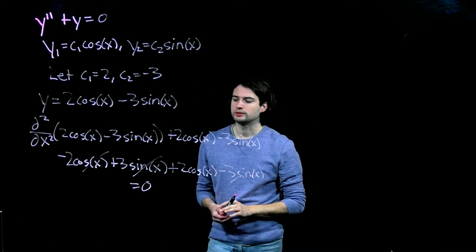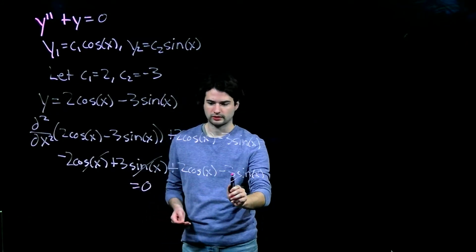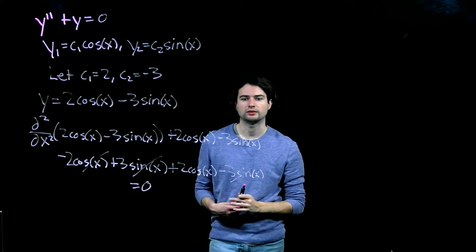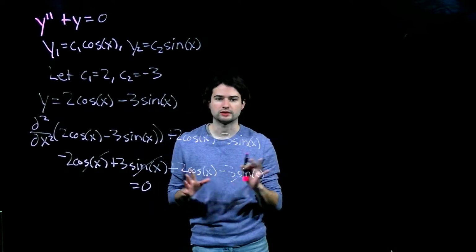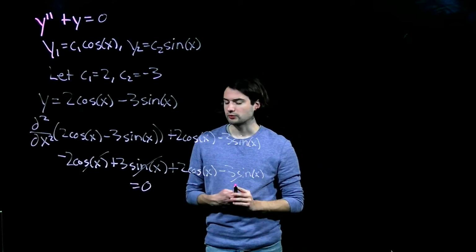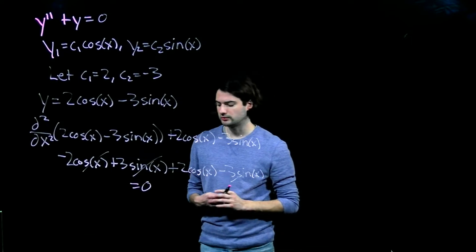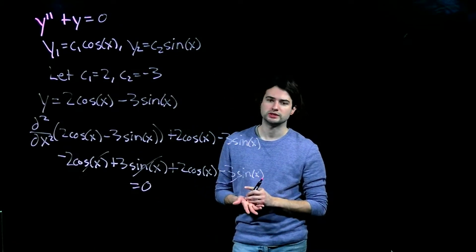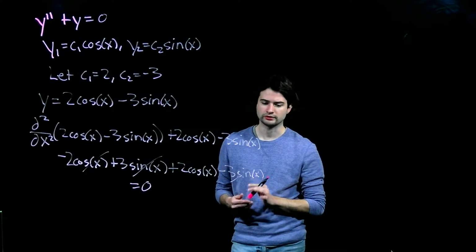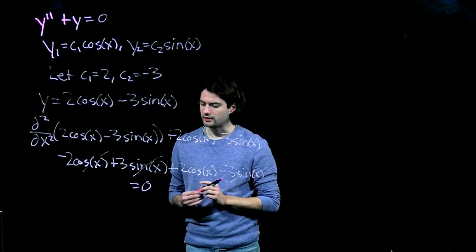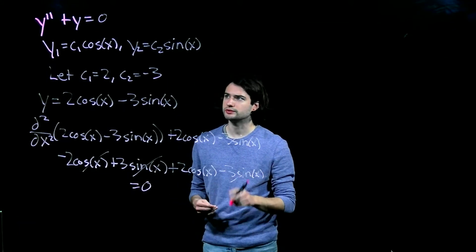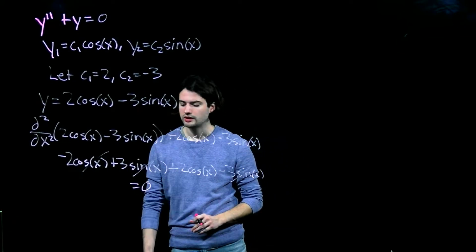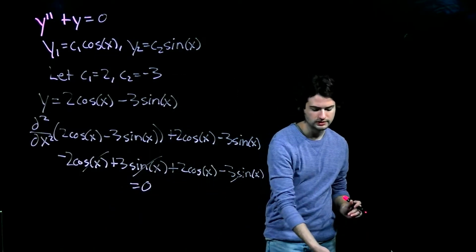So in fact, this y is also a solution to the differential equation. And it really didn't matter that we had 2's or negative 3's, it all just canceled. So what we call this is the principle of linear superposition, and it says that if we have a linear homogeneous differential equation, then any linear combination of solutions to that differential equation will also be a solution to the differential equation. So let me just write out what we're saying here.